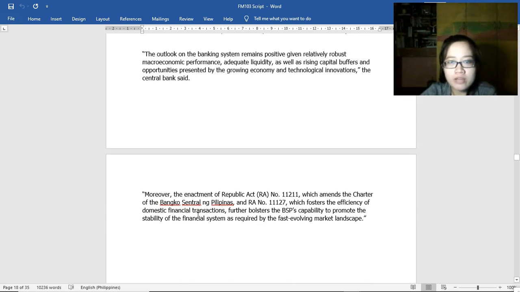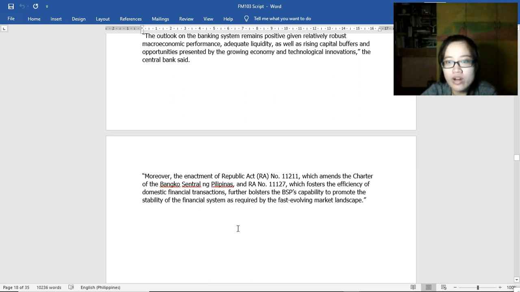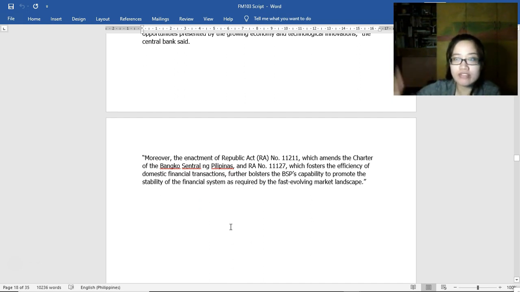Okay, and then moreover, the enactment of Republic Act number 11211, which amends the Charter of the Bangko Sentral ng Pilipinas, and RA number 11127, which fosters the efficiency of domestic financial transactions, further bolsters the BSP's capability to promote the stability of the financial system as required by the fast-evolving market landscape. Okay, so that's the current structure of the Philippine financial system. We still have 83% are banks, and then the rest are non-bank financial institutions. Okay, and then the breakdown, given the commercial and universal banks, thrift banks, and then you have the rural and cooperative banks. Okay.